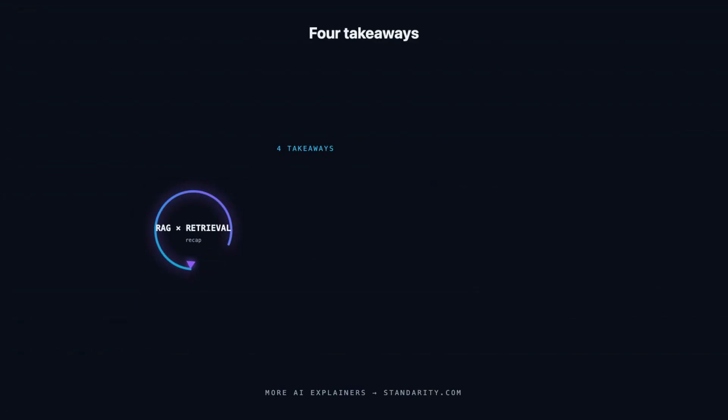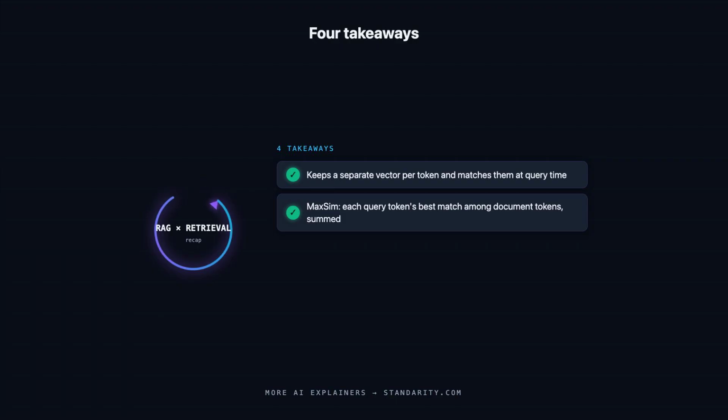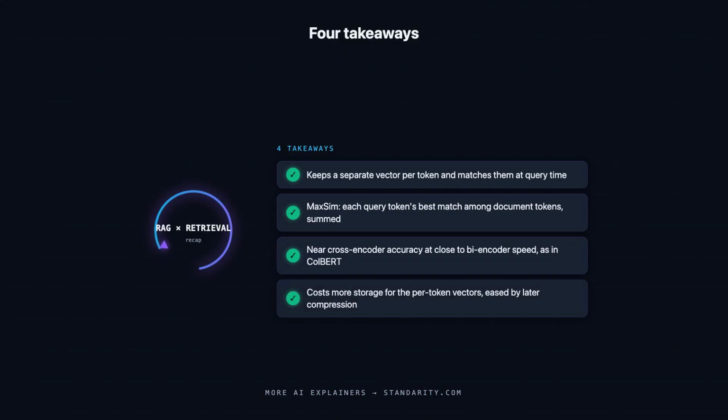Alright, let us lock in the essentials. This approach keeps a separate vector for every token and compares query and document tokens at search time, not before, which is why it is called late interaction. It splits the difference between a bi-encoder's single document vector and a cross-encoder's slow joint reading of both texts together. Its scoring, called MaxSim, takes each query token's best match among the document tokens and sums those maxes into the final relevance score. The cost is storage, since a vector per token is far larger, which ColBERT v2 later compresses.